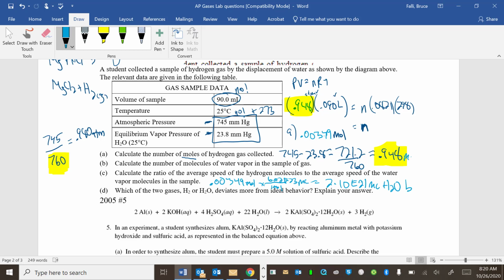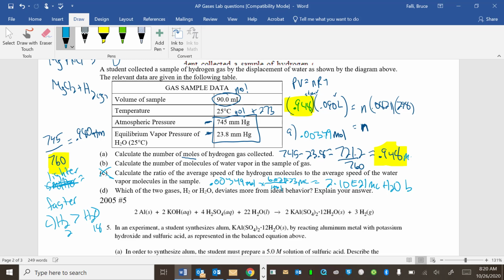All right. So for C, calculate the ratio of the average speed of hydrogen molecules to the average speed of water vapor molecules. This one you don't have to do anymore. What they would ask you is which one's faster. So if there was a small hole in it, which one would escape faster? And remember, smaller equals faster. And I'm going to change the word smaller to lighter, because that's true. So lighter equals faster. So that means that H2 is faster than H2O because this weighs 2, this weighs 18.